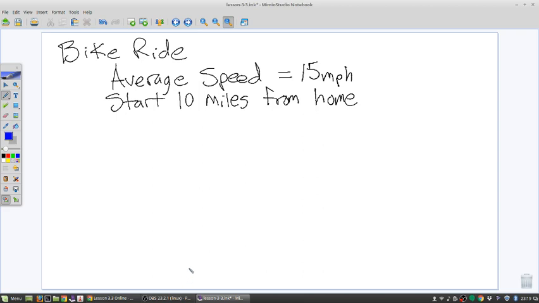Another example. I like to ride my bike, and I live in a pretty middle of nowhere place that's relatively flat.